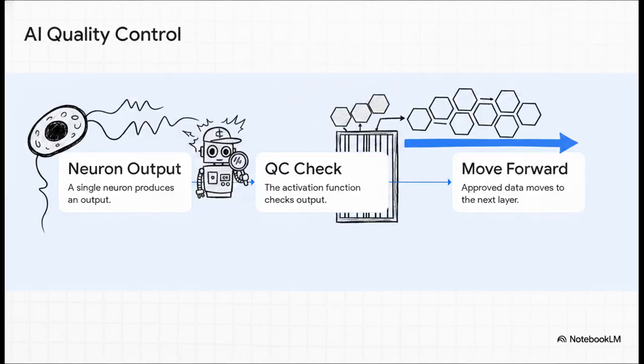Nobody wants that. Well, in the world of artificial intelligence, activation functions act exactly like that quality control operator. The process is pretty simple, but it is absolutely critical. First, a single neuron produces an output. Next, the activation function, our digital QC operator, checks that output before letting it push forward to the next layer. It essentially stands guard, ensuring only the right useful signals pass through the network.